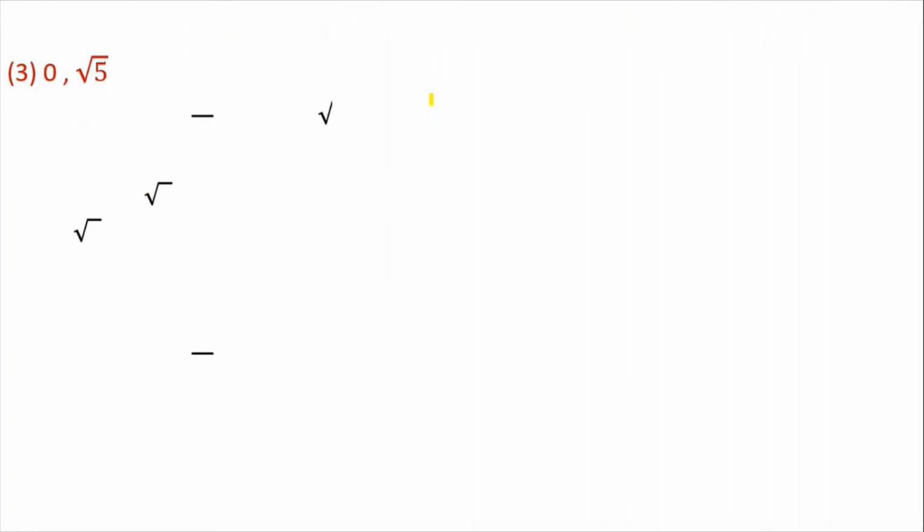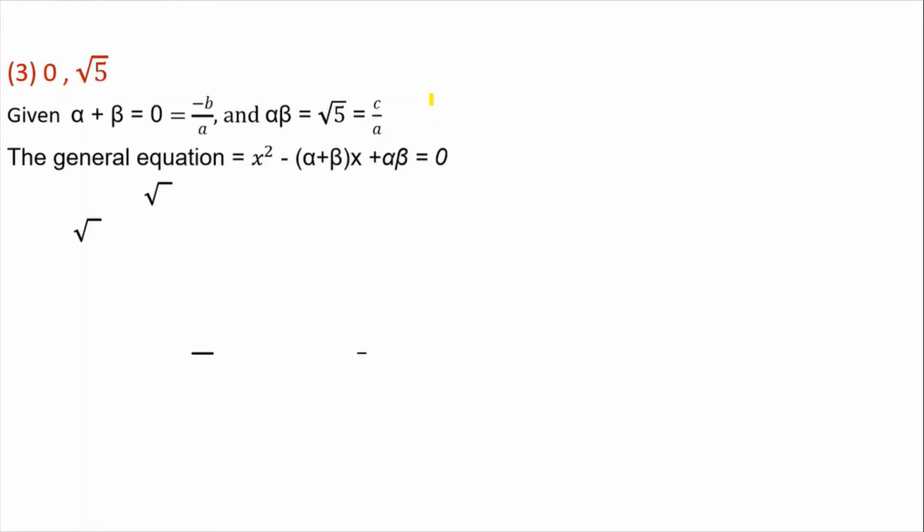Third, 0 comma square root of 5. So given alpha plus beta is equal to 0 and alpha beta is equal to root 5. We know that the general equation when alpha plus beta and alpha beta are given is k into x square minus alpha plus beta into x plus alpha beta is equal to 0. Hence, if you substitute the values in the general equation, we are getting x square minus 0 into x plus root 5 equal to 0. So this implies x square plus root 5 is equal to 0.